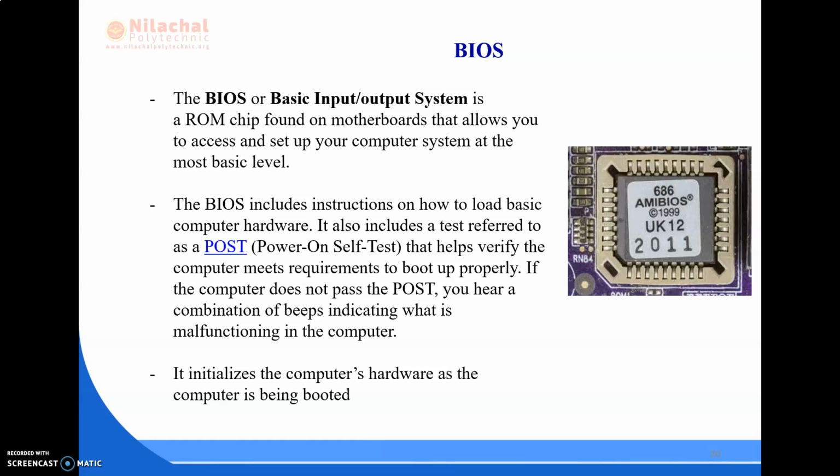Next we will come to the BIOS. So what is BIOS? The BIOS, or basic input output system, is a ROM chip found on the motherboard that allows you to access and set up your computer system at the most basic level. The BIOS includes instructions on how to load basic computer hardware. It also includes a test referred to as POST. What is POST? POST is power on self test.